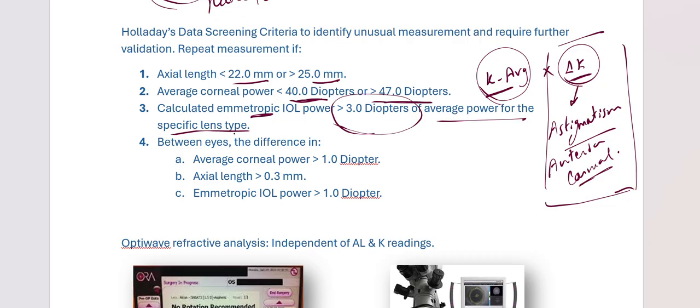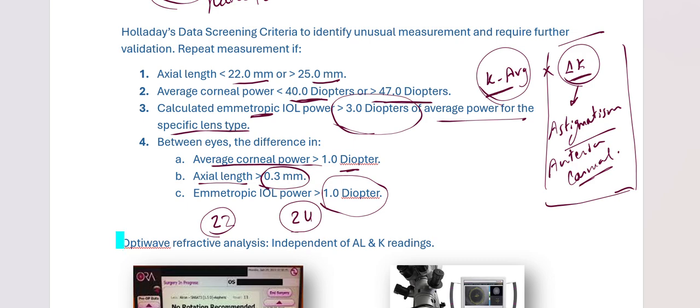Number 4, if there is a difference between the fellow eye, if there is a difference in K average by more than 1 diopter, or a difference in the axial length by more than 0.3 millimeter, or an ametropic IOL bar is more than 1 diopter difference between both eyes. So if you have a calculation that gives an ametropia in the right eye of 22 and in the left eye of 24, in this case the machine will advise on repeating the biometry.